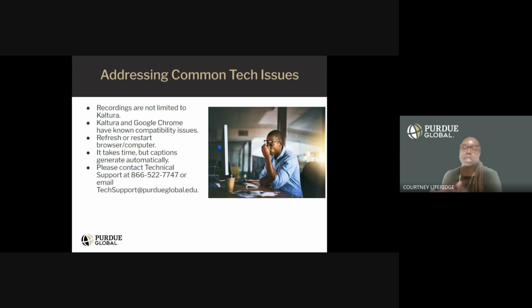And then sometimes it's just as simple as refreshing your browser or restarting your computer. So this can help resolve any glitches or clear some files and free up any space that may be hindering your functionality. And so it's a quick step to do before, again, you have to reach out to tech support.